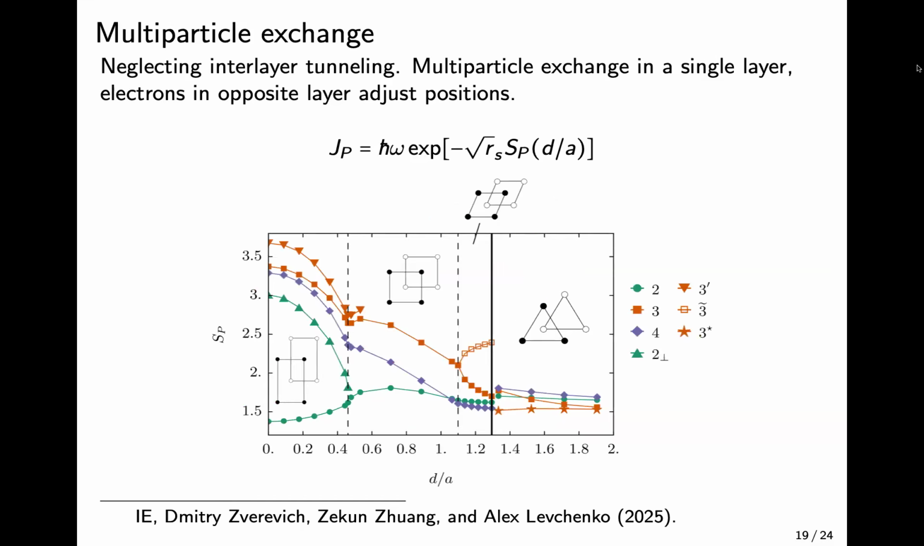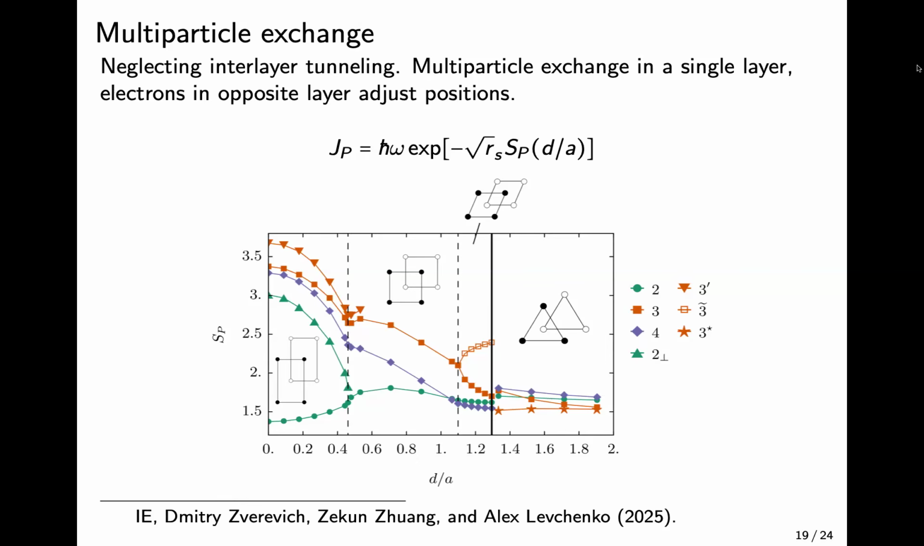To quantify this, we look again at the actions associated with the different processes. Okay, there's a lot going on in this picture, so let me just highlight what I want you to note. This is the dimensionless action as a function of the interlayer distance in units of interparticle separation. The different colors correspond to the number of particles that are exchanging, and the different processes for a given number of exchanging particles can be inequivalent. So for example, when I have a rectangular lattice, I can have a 2-particle exchange along the short leg or the long leg, and that's why you have these two different curves here.